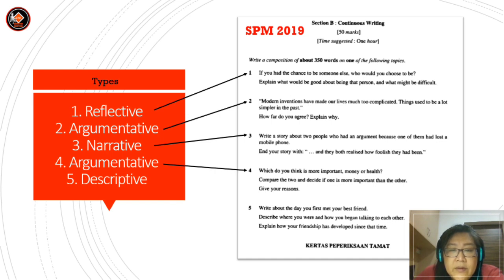And then next we have number 5, write about the day you first met your best friend. Describe where you were and how you began talking to each other. Explain how your friendship has developed since that time. So this is definitely a descriptive, and also partially it will be some narration or story there.